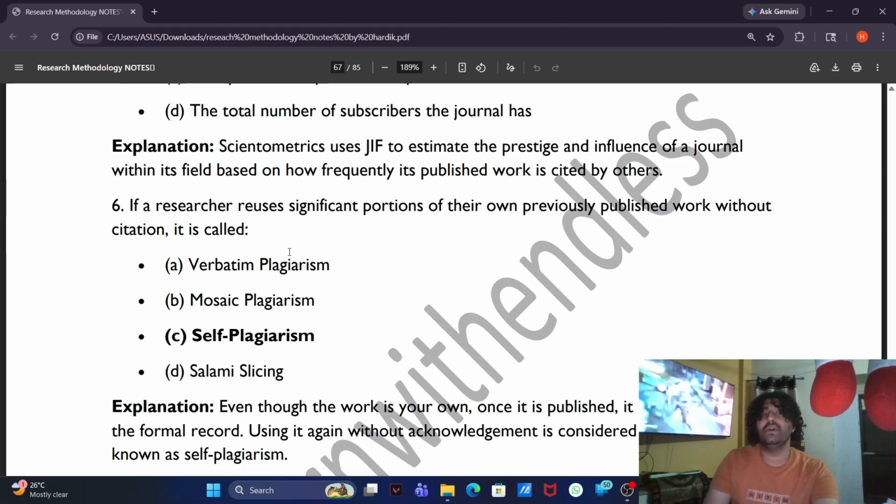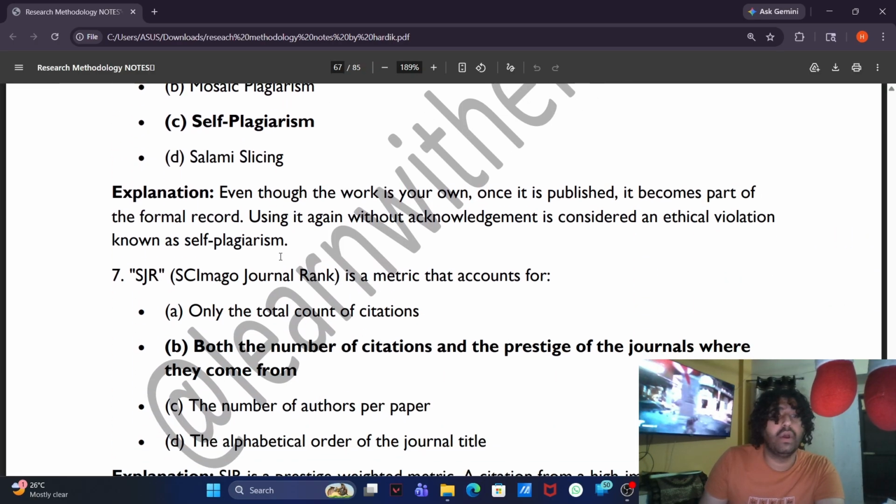If a researcher reuses significant portions of their own previous work without citation, it is called self-plagiarism. Explanation. Even though the work is their own, once it is published, it becomes part of the formal record. Using it again without acknowledgement is considered an ethical violation known as self-plagiarism.